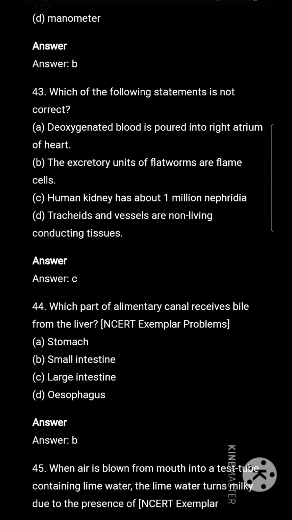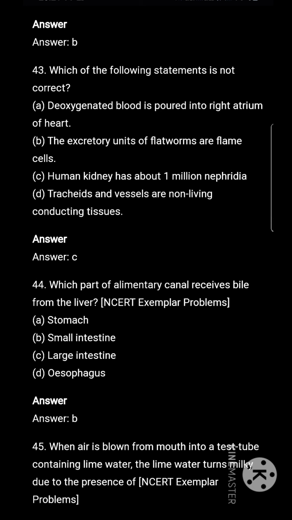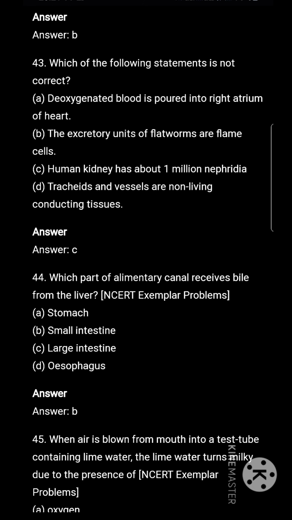Which of the following statements is not correct? Deoxygenated blood is poured into the right atrium of the heart. The excretory units of flatworms are flame cells. Human kidney has about 1 million nephridia.